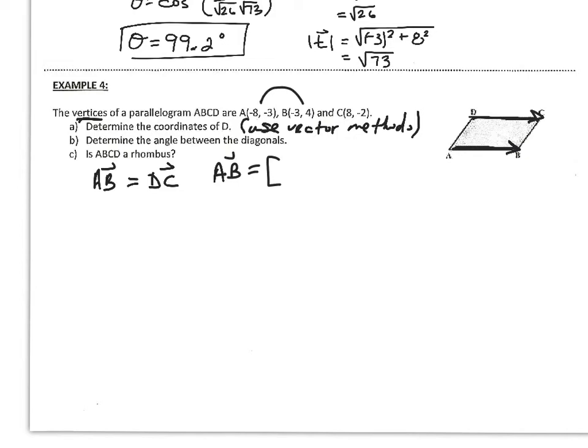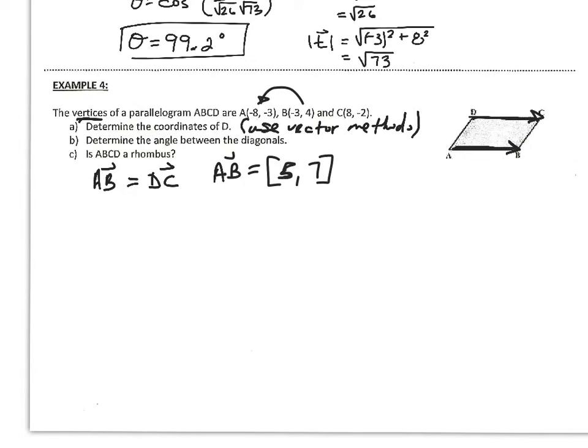We are going in this direction with that, so -3 minus the -8, which gives us the +5 for our first component, and then 4 minus the -3, which will give us 7, okay? So be careful with those negative signs and the directions in which you get your vectors, okay?